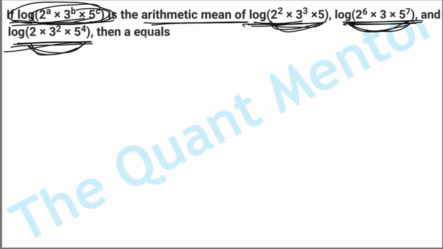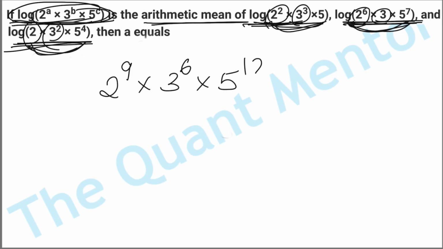So let's multiply all of them. 2 square into 2 raised to 6 and 2 is 2 raised to 9, into 3 raised to 3 into 3 into 3 square, 3 raised to 6, into 5 raised to 7 and 5 raised to 4 is 5 raised to 12. Okay, the geometric mean will be the cube root of all these numbers. So 2 raised to 9, the whole raised to 1 by 3, is basically 2 raised to 9 into 1 by 3.